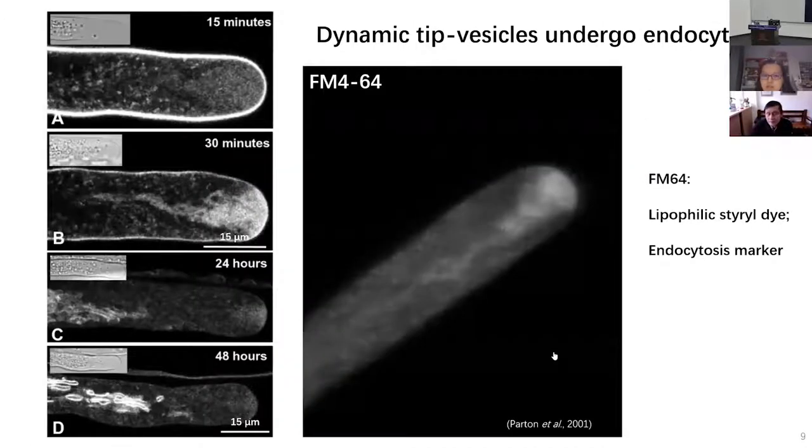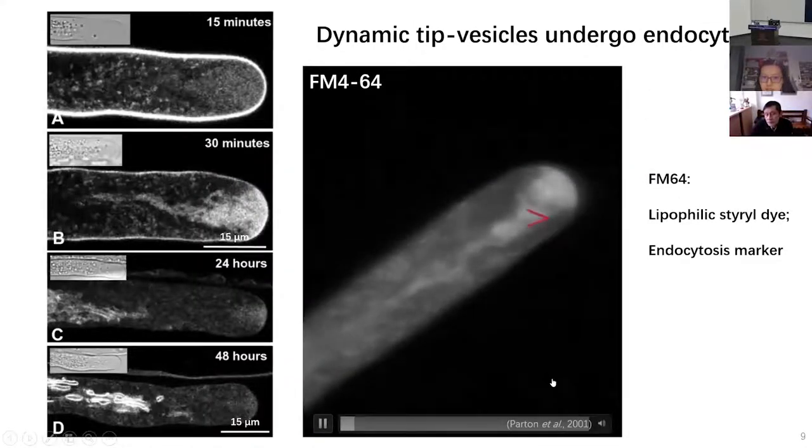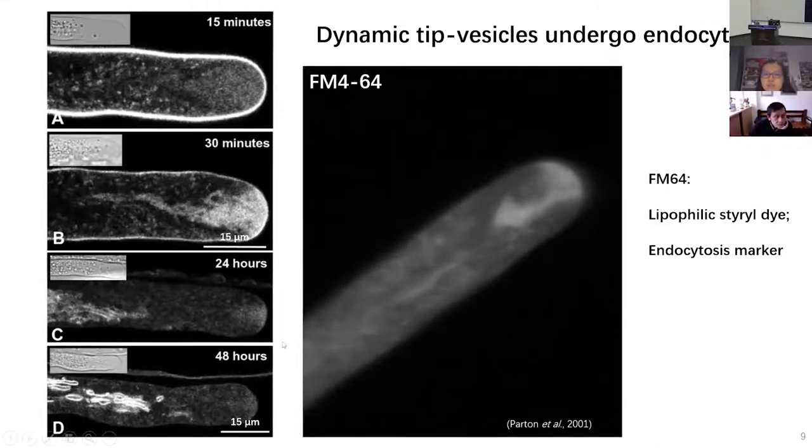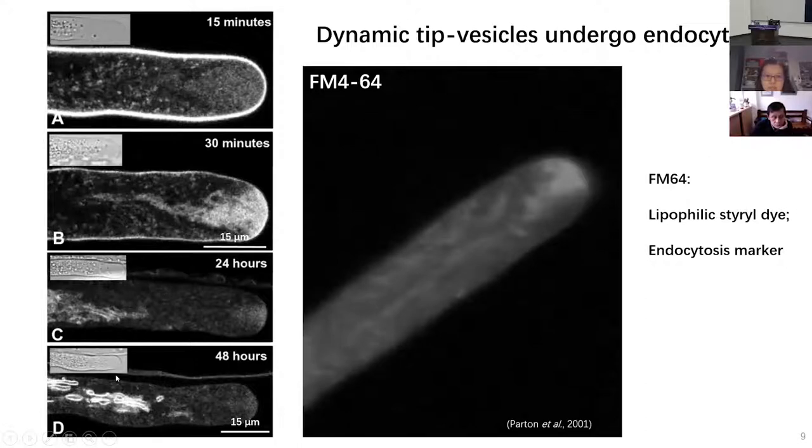By tracking the lipophilic styryl dye FM4-64, which is a common endocytosis marker, we understood that the tip vesicles undergo endocytosis. You can see from the left panel that the stain is taken up by the growing pollen tube from the plasma membrane to the V-shaped tip vesicles and finally to the vacuole.